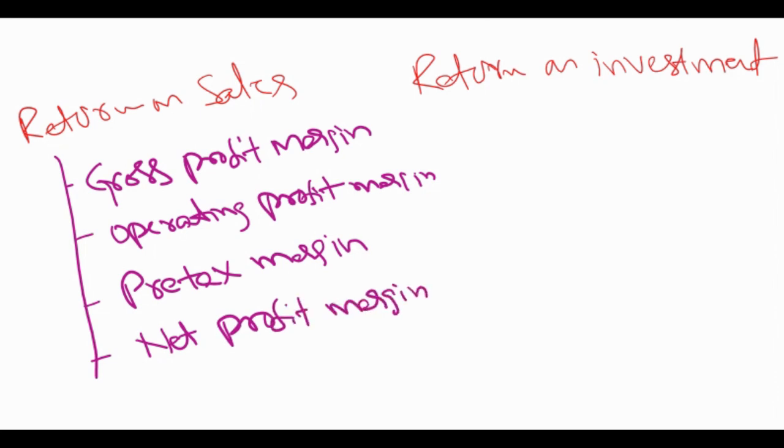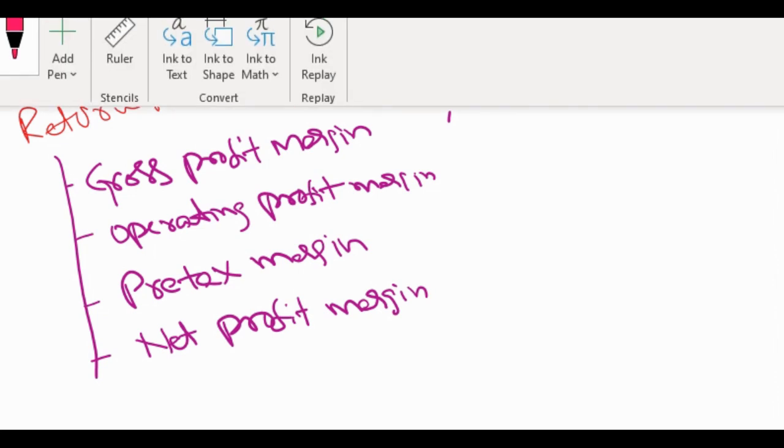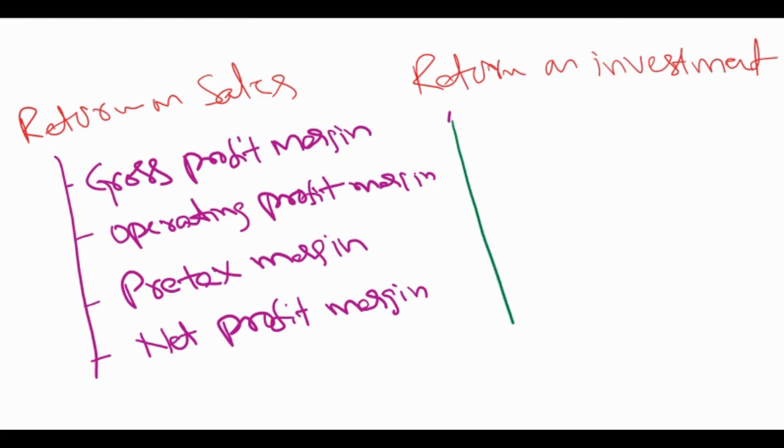We will look at all these things in detail. So these are the different types of margins that we get on return on sales. Now let us look at what we get on return on investment. So what kind of things?